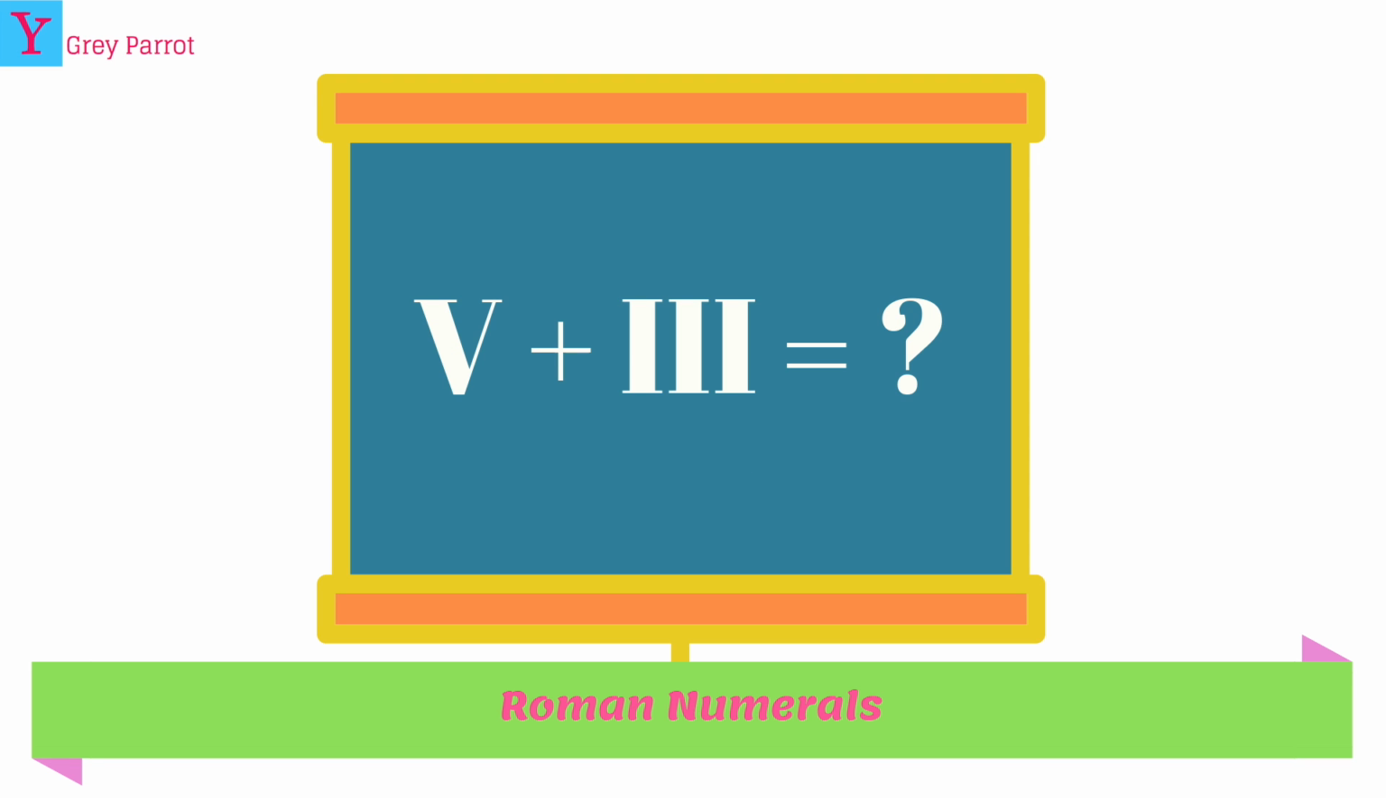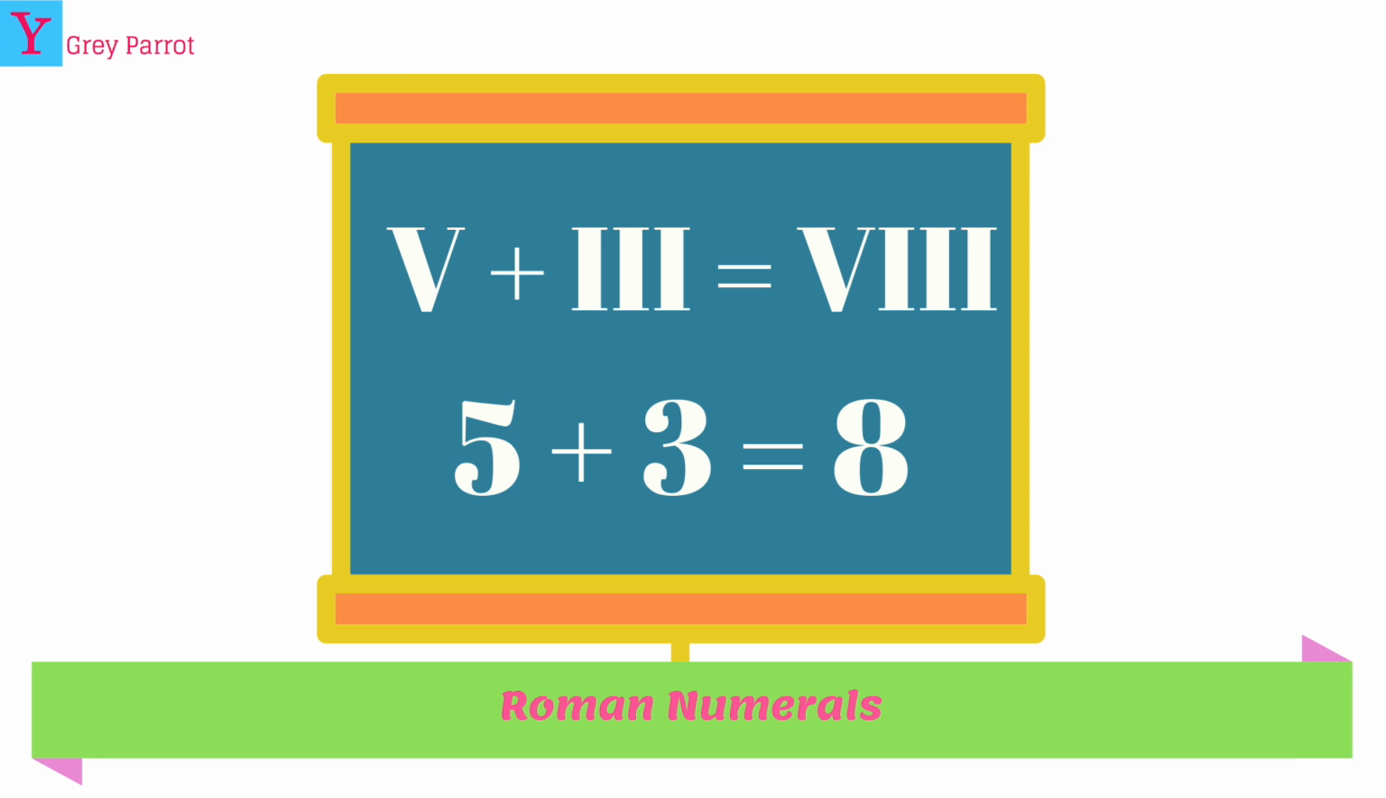Now let's look at another one. V plus III. Guess what is V and guess what is III? V means 5 and III equals 3. And what is 5 plus 3? And you know it. 5 plus 3 equals 8. But in Roman numerals, you say V plus III equals VIII, which is 8.